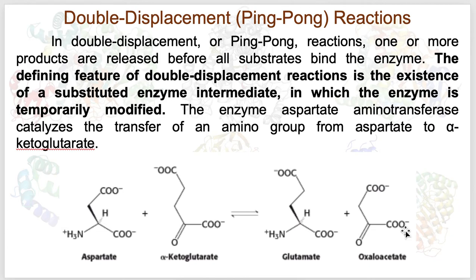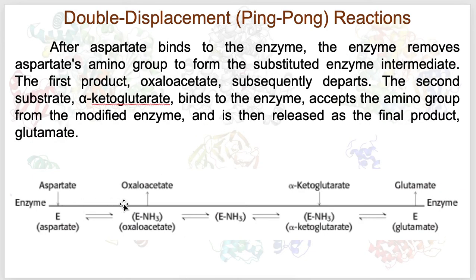However, one defining feature of double displacement reactions is that a temporarily modified enzyme intermediate is formed in this kind of reaction. A modified enzyme structure is formed. If you look at this example again, let's try to understand what we mean by the formation of an enzyme intermediate. When this reaction occurs, it occurs in this way.